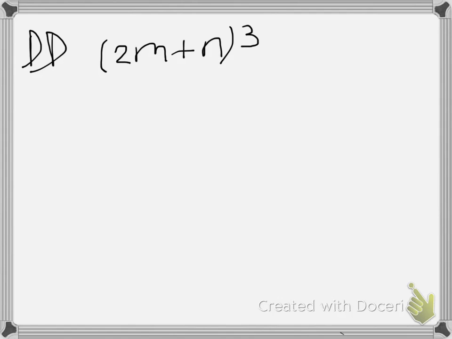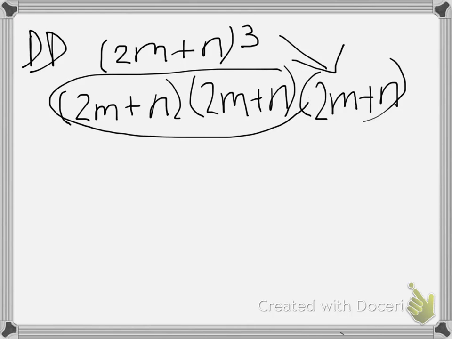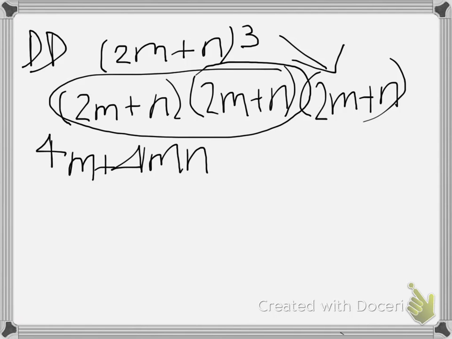Now there are two ways to solve for Pascal's triangle. The first way is double distribution. An example is 2m plus n to the third, which is the same as 2m plus n, 2m plus n, and another 2m plus n. And what we're going to do is ignore this one and just FOIL these two terms. So it would now be 4m squared plus 4mn plus n squared.